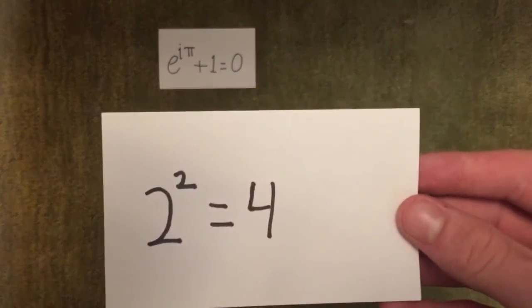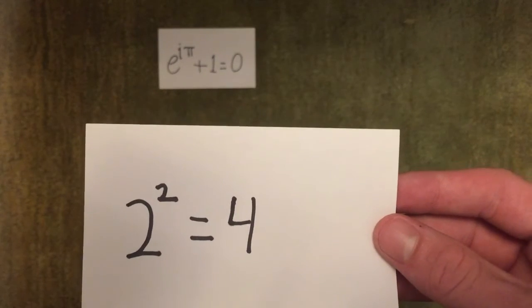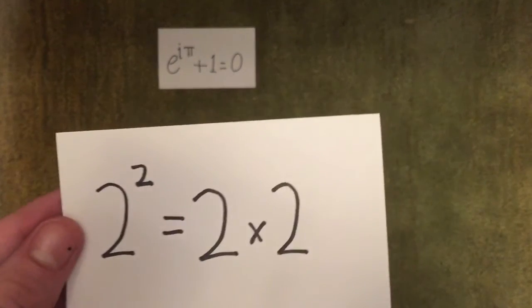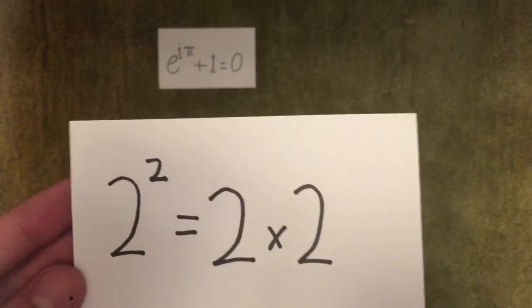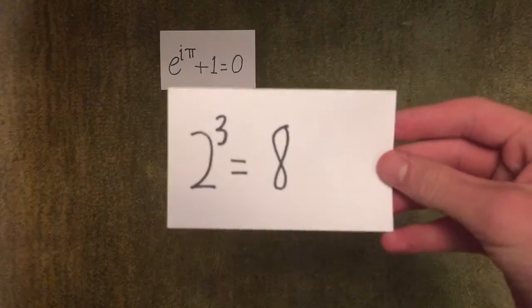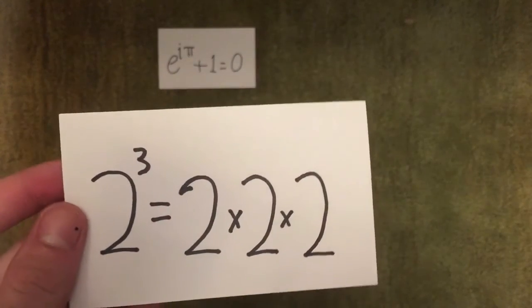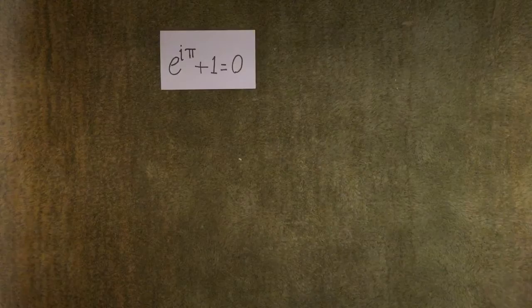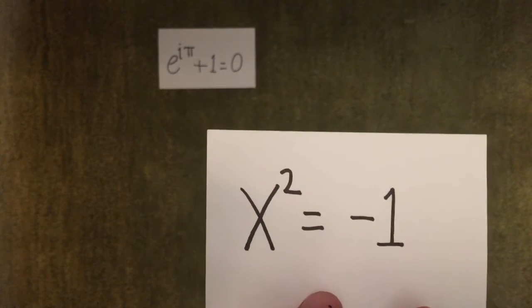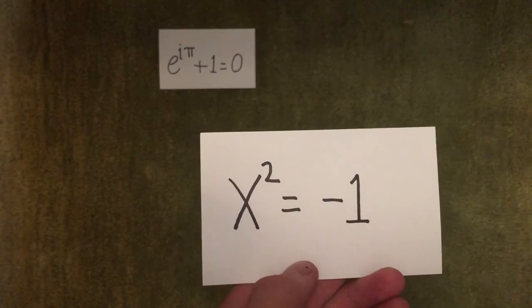How about exponents? What does 2 to the second equals 4 mean? Remember that exponents are just multiplying the lower number by itself a number of times equal to the exponent. So 2 to the 2 equals 4 means 2 times 2 equals 4. And by the same principle, 2 to the third equals 8 means 2 times 2 times 2 equals 8. Good. But what if I want to know what x I need in order to square it and get a negative answer? Or to put this in math terms, think of it as x squared equals negative 1.